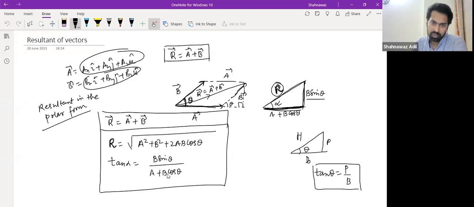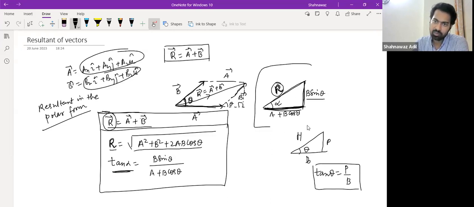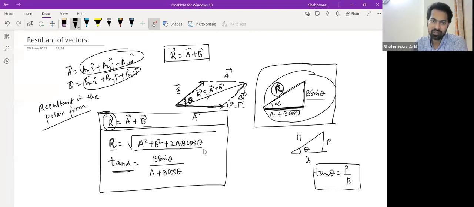So just remember this part. The resultant in vector representation is this, and the magnitude of this R is the square root of a square plus b square plus 2ab cos theta, and this is the angle. So this part is the most important part. When you can remember this, then you can calculate this.